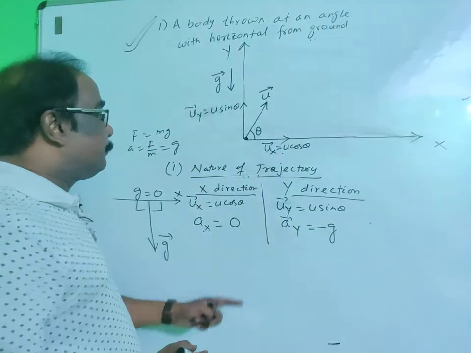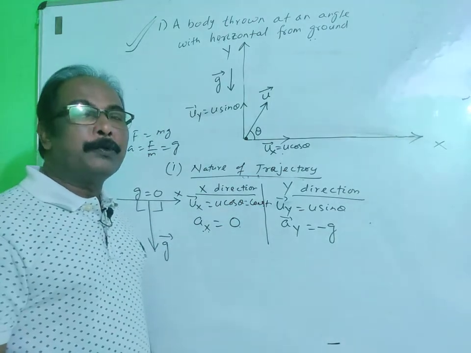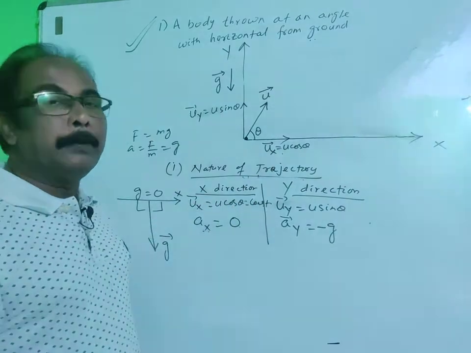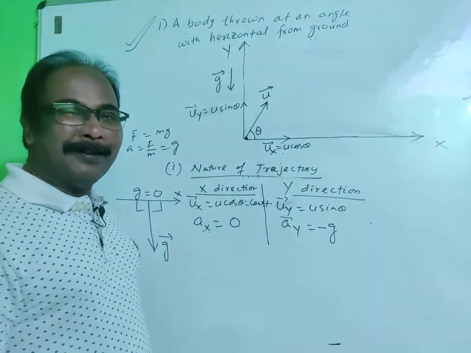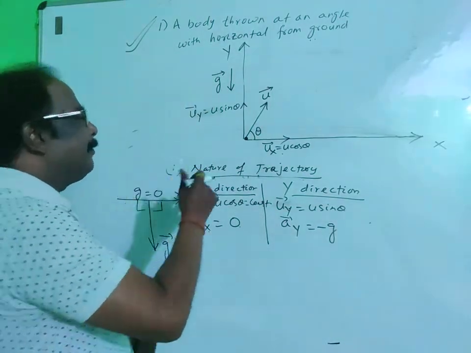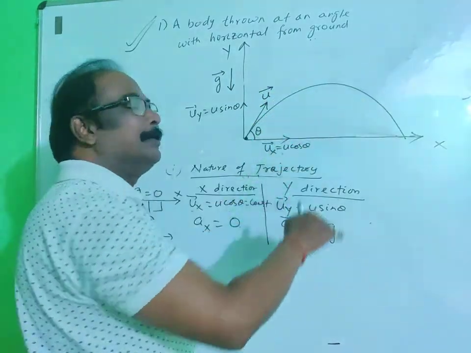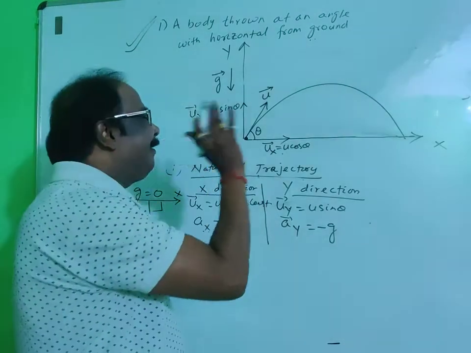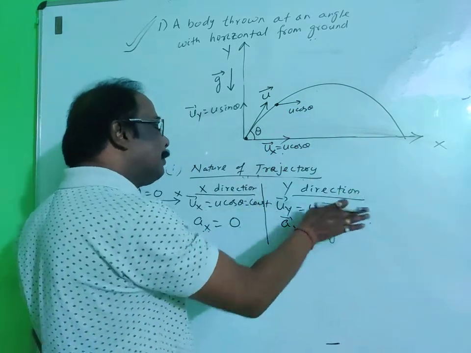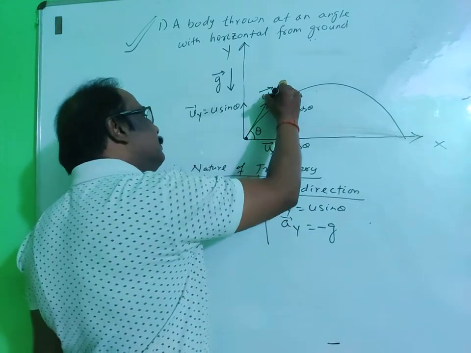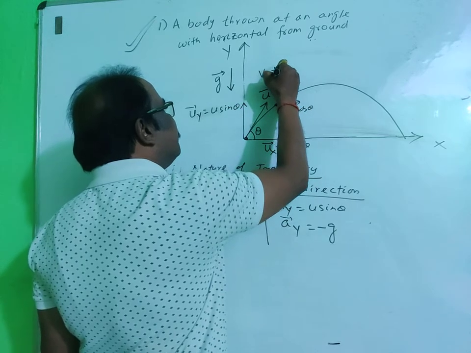So what is the output? Since acceleration is zero, this velocity always remains constant. Ux always remains constant, but uy, u sin theta, changes due to the effect of acceleration due to gravity. If a body is thrown making an angle with the horizontal, the body will move in a curved path. At any point, the horizontal velocity u cos theta is constant along the x direction, but the velocity along the y axis is not uy.